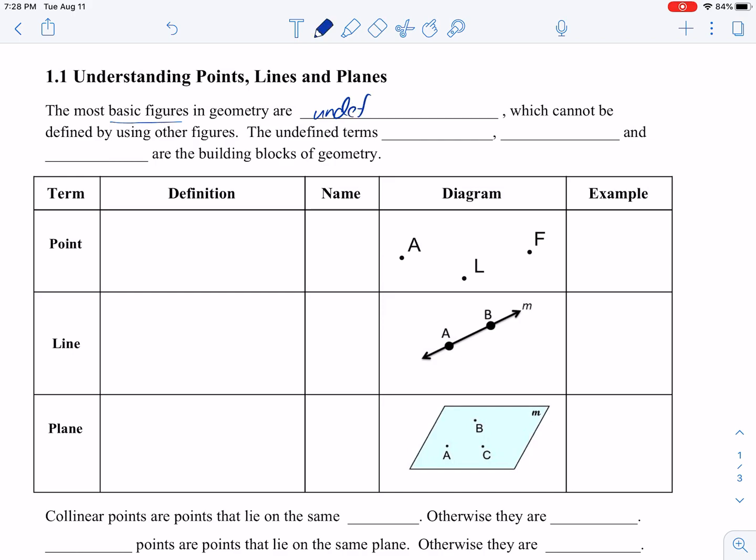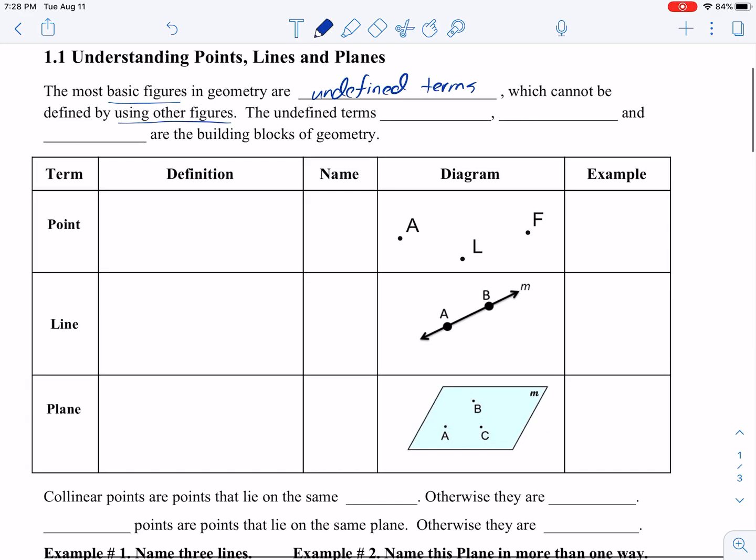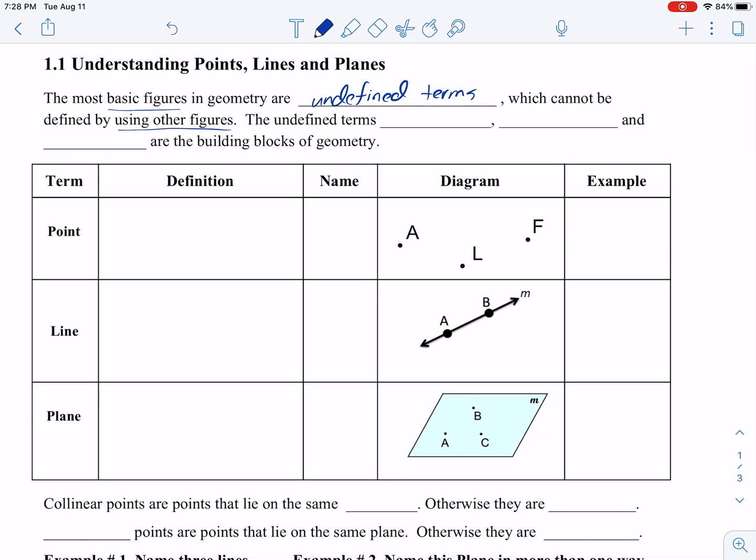undefined terms. And I would encourage you guys to download this PDF from Schoology into Notability, and you can follow along with these guided notes there, or you can print this out and handwrite these notes and follow as we go along. We call these undefined terms because they cannot be defined using other figures in geometry. Instead, we use some words or terms that you're probably familiar with and already have a definition. So these undefined terms are points, lines, and planes.